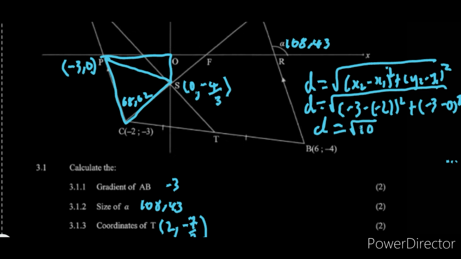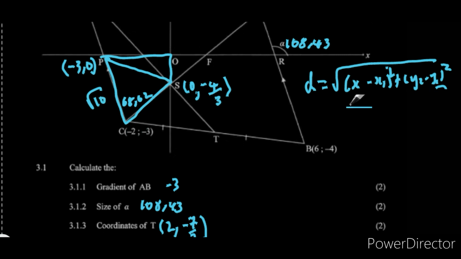I'm not using the calculator because, let's see, minus 3 plus 2 is minus 1. Squared is just 1. And then plus 9, yep, it's definitely going to be the square root of 10. So we found this distance as root 10. And then let's find this one.